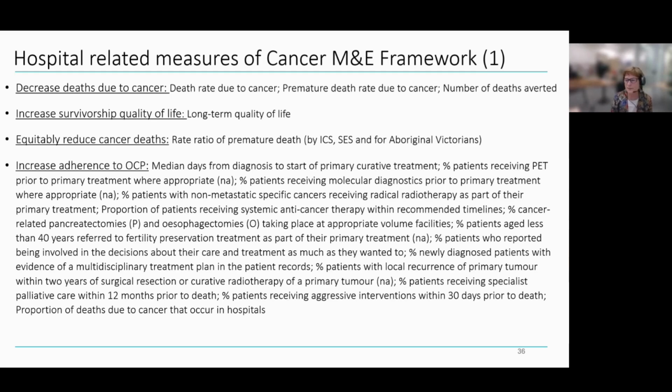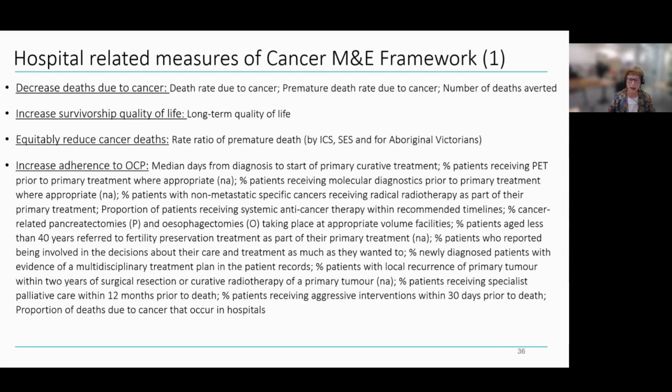So there are death rates, increased survivorship quality of life, and equitably reduced cancer deaths. The inequities are looked at in premature deaths, again by ICS, SES, and for Aboriginal Victorians, trying to see the inequity across the state of Victoria in cancer deaths. And then a domain area is increased adherence to the optimal care pathways. There are many measures in the framework that report against increased adherence to optimal care pathways.